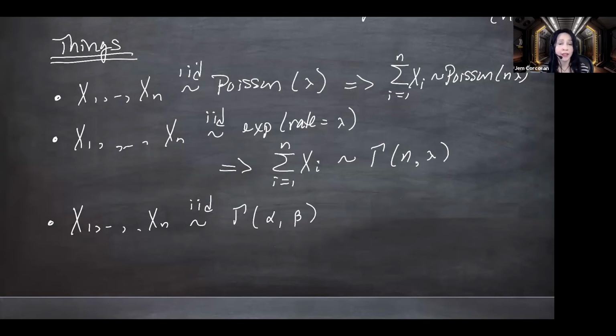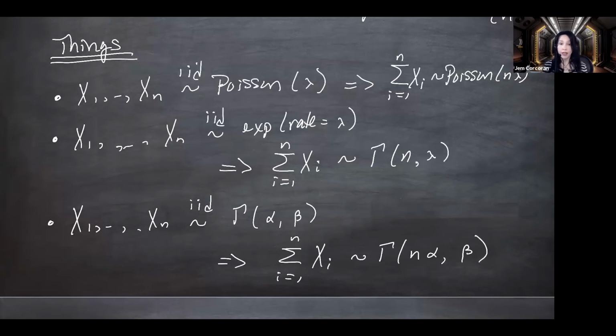So if X1 through Xn are IID from the gamma distribution with parameters alpha and beta, this implies that the sum from 1 to n of the Xi is gamma(n alpha, beta). And I would show all of these by finding moment generating functions for the exponential and gamma distributions, and then doing what we just did to show that if you take the exponential moment generating function and raise it to the nth power, it matches that of a gamma. And if you take the gamma moment generating function and raise that to the nth power, it matches that of another gamma.